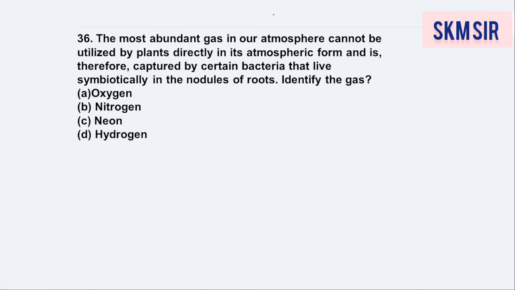The most abundant gas in our atmosphere cannot be utilized by the plants directly in its atmospheric form, and is therefore captured by certain bacteria that live symbiotically in the nodules of the root. Identify the gas. So guys, this is the easiest question of this session. I think no more clue is required for you to guess this gas. Actually, this gas is nitrogen. It is well known to all of you. So option number B is correct.